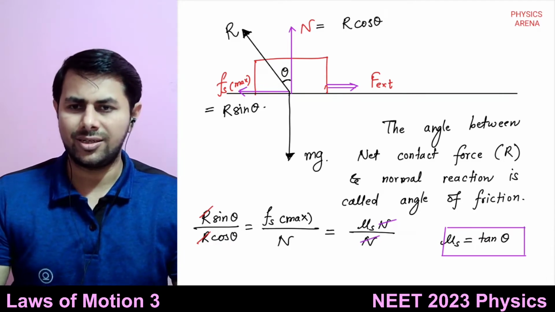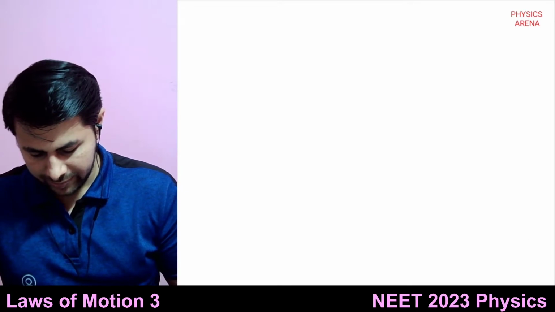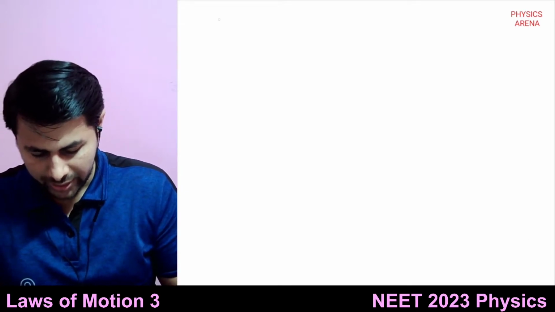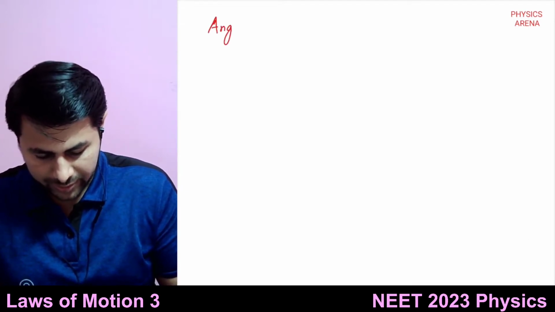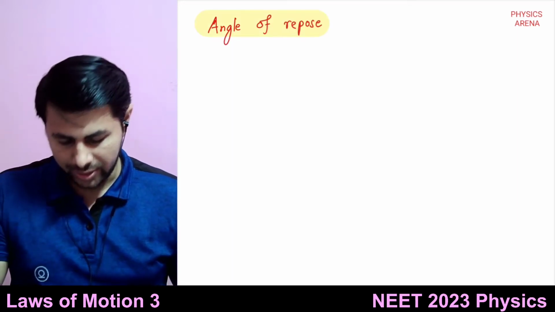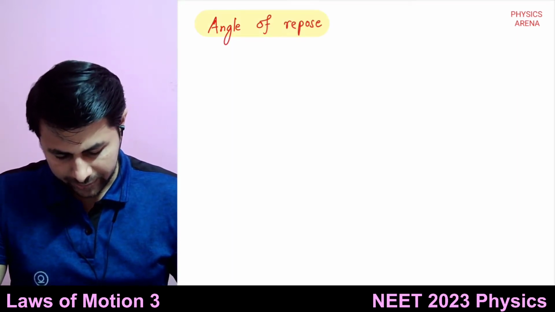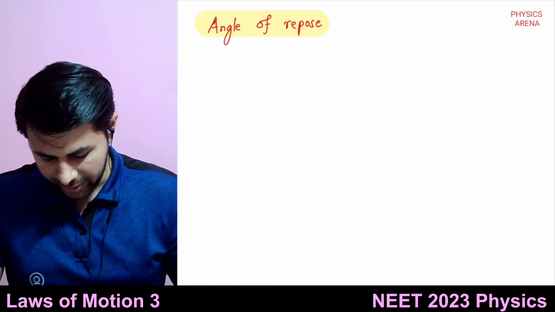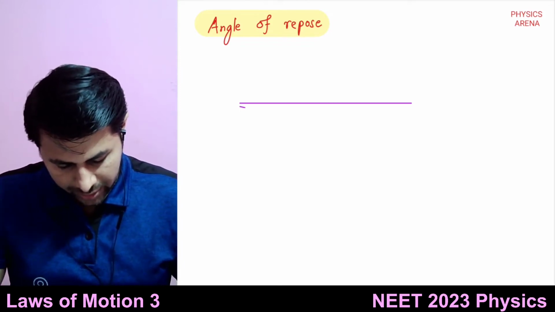So is this thing clear? The next topic we are going to talk about is known as the angle of repose. Let's suppose there is a rotatable plank. Let me draw it. So this is the wooden plank.